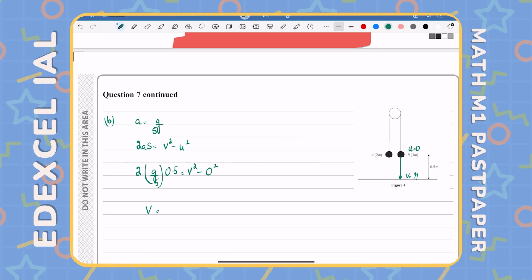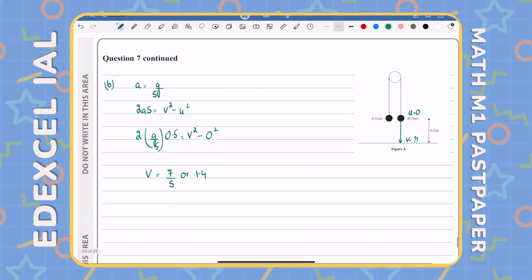So obviously we'll have to use a calculator. g is equal to 9.8, so 2 times 9.8 times 0.5 divided by 5. Then when we take the square root of it, we get v to be equal to 7 upon 5, or 1.4. Okay, so v is equal to 1.4 meters per second. There you go. That's the answer to part B.